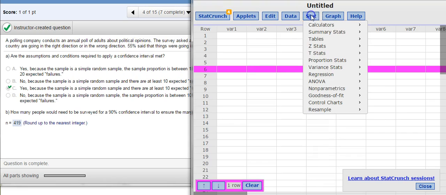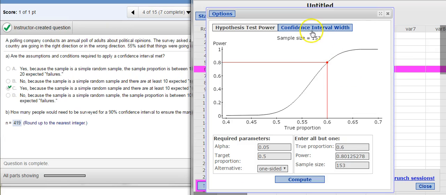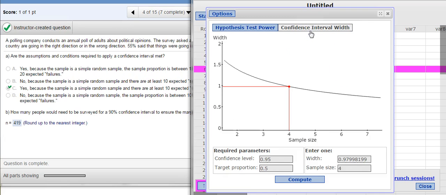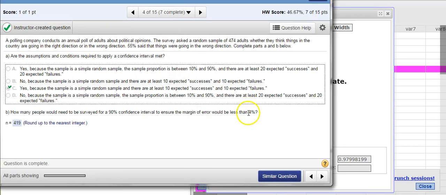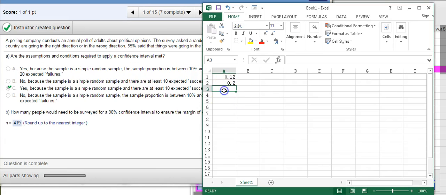So let's go to Stats, Proportion Stats, One Sample, Power and Sample Size. Click on confidence interval width. Our confidence level is 0.90. And the width is 2 times the margin of error. What is our margin of error? It's 0.04. So 0.04 times 2, that's going to be 0.08.